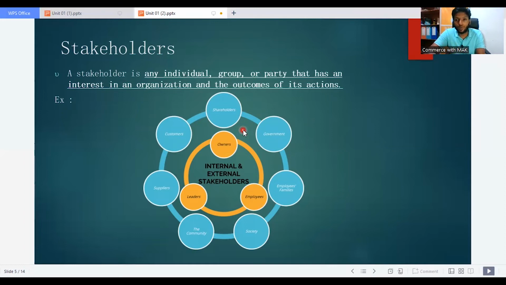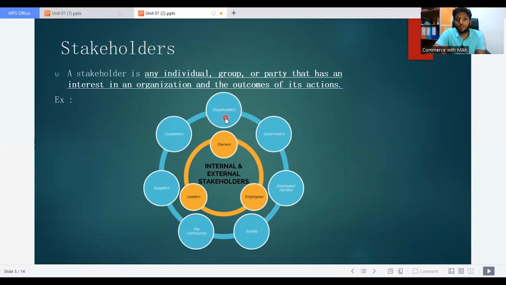So shareholders, why do we consider them as external stakeholders? Because they can sell shares to outside people, transferring their shares to anyone in the public. Then we have the government, who is very concerned about your accounting, how much tax you pay, and the ways you are making revenue, whether it is in a legal way or an illegal way.